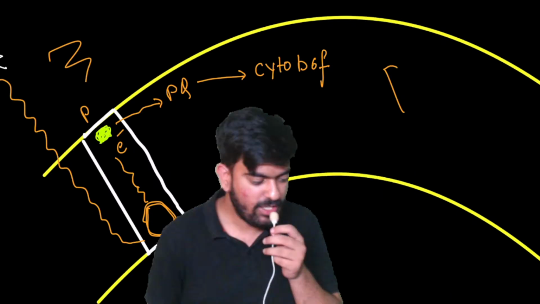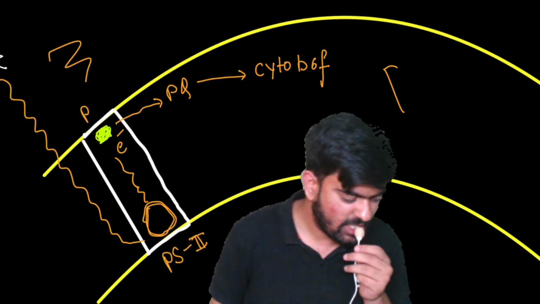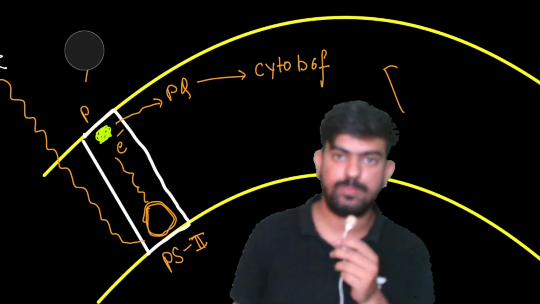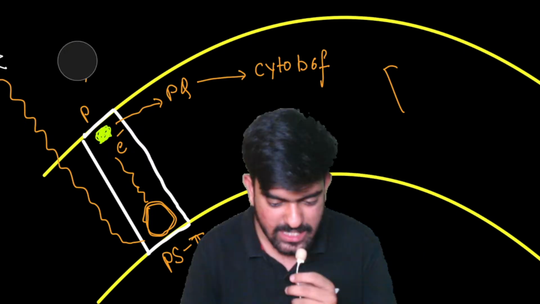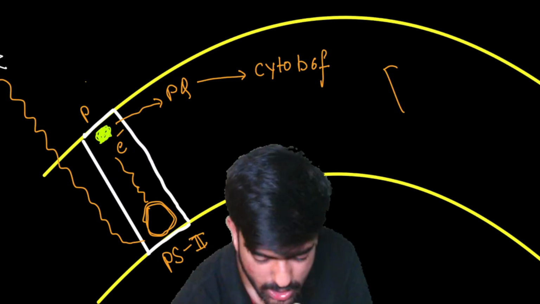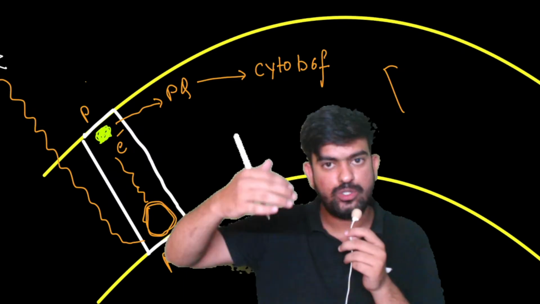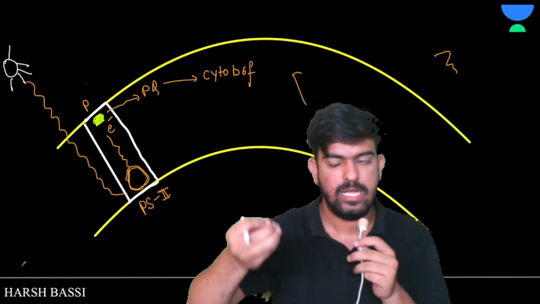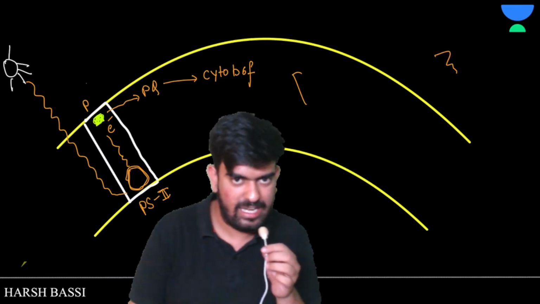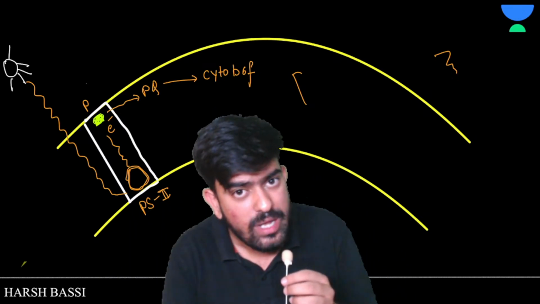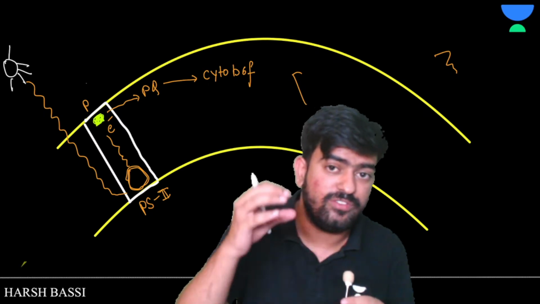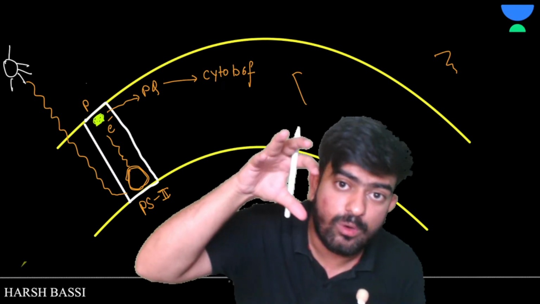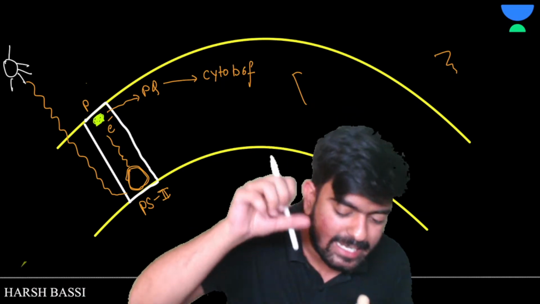Okay, so the thing I was explaining was basically the Z scheme. What I said is that PS2 will be there to receive the light, and the light is going to help in the ejection of the electron. The electron will get excited. Now the electron is excited. What is going to happen with that electron? That electron will be captured by the electron capturer, or primary electron acceptor.